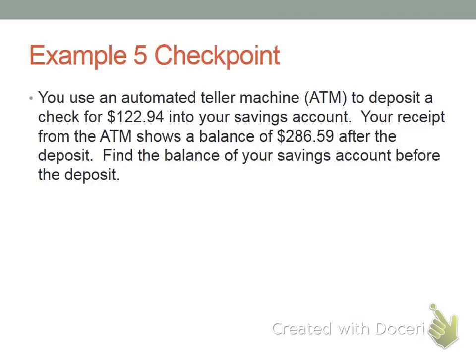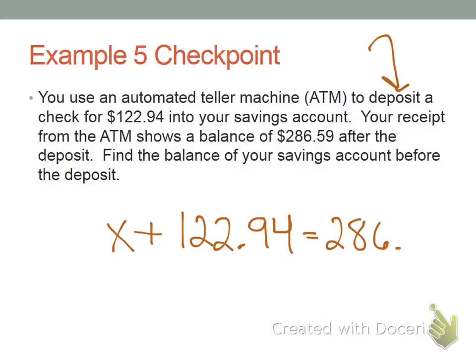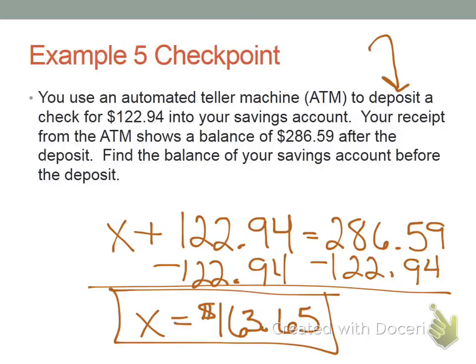All right. So if you are making a deposit, are you adding to or subtracting from your account? You are adding to your account. So X plus 122 equals my final balance of $286.59. You say, why is it plus? Because it's a deposit. If it was a withdrawal, it would be subtraction. Then we subtract 122 from both sides to figure out what our balance was before the deposit. 163.65. And guys, doesn't that make sense? Right? That it was lower, I put more money in, so it ends up being 286.